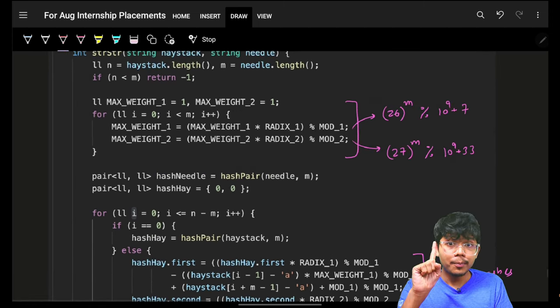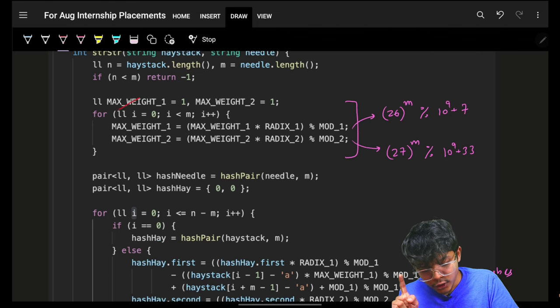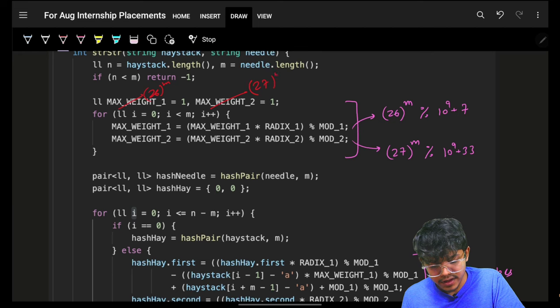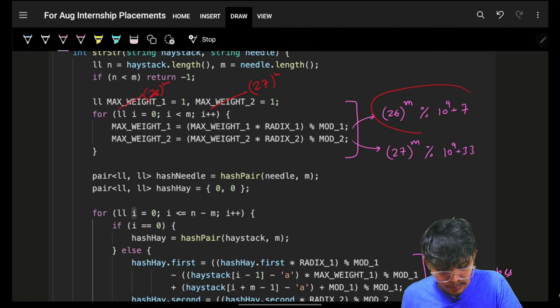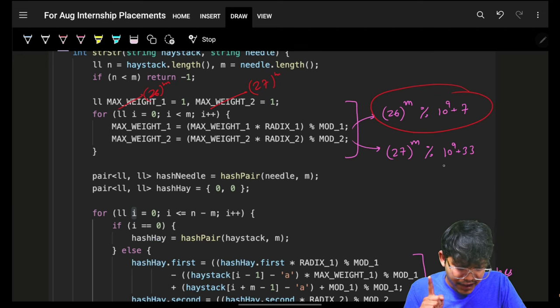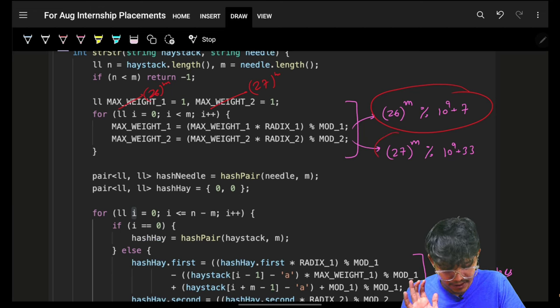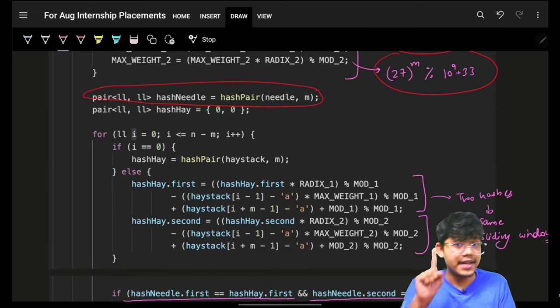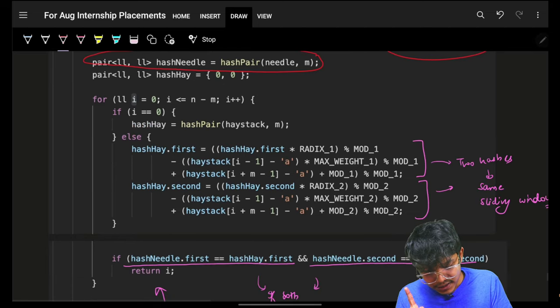Now, you have to compute max weight. Earlier, max weight was 26 raised to the power m. Now, max weight 2 will be 27 raised to the power m. So, I have to compute both of them, but with their corresponding mod values. Make sure of that part. When this is done, you have got the hash of the needle as a pair, both the hashes, then you will simply keep on going.